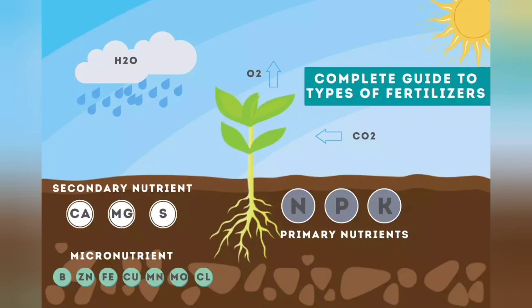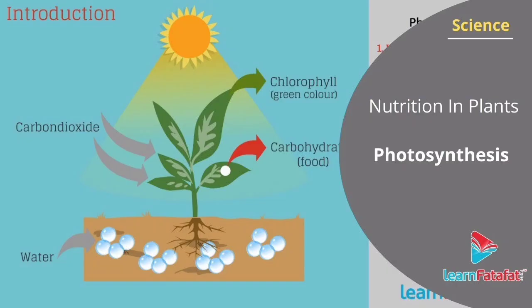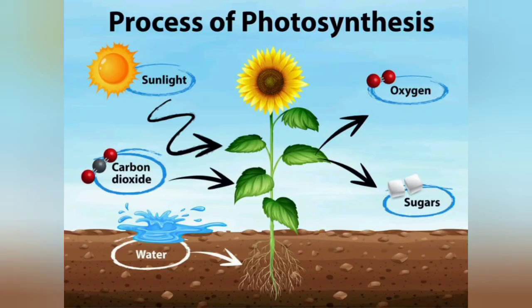One of the primary sources of plant nutrition is through photosynthesis, a process by which plants use sunlight to convert carbon dioxide and water into glucose, a type of sugar that provides the energy that plants need to grow. During photosynthesis, plants take in carbon dioxide from the air through small openings on the surface of their leaves called stomata, while water is absorbed through the roots and transported up through the plant's vascular system to the leaves.